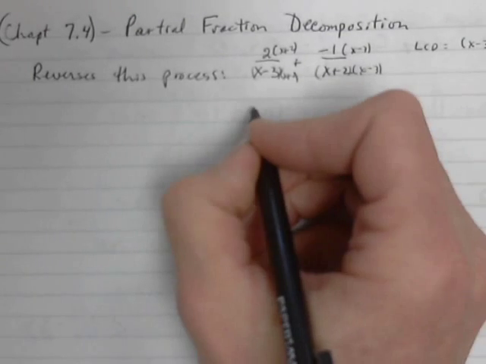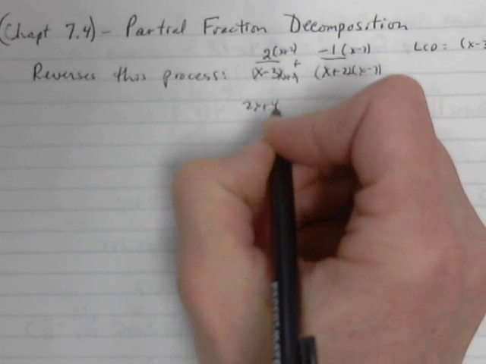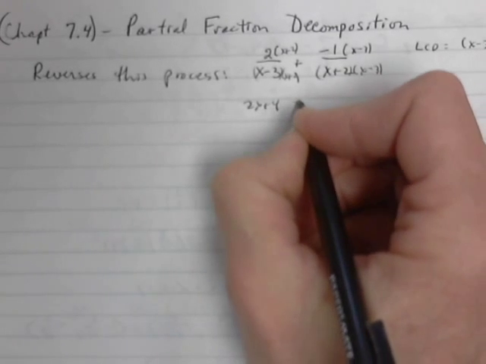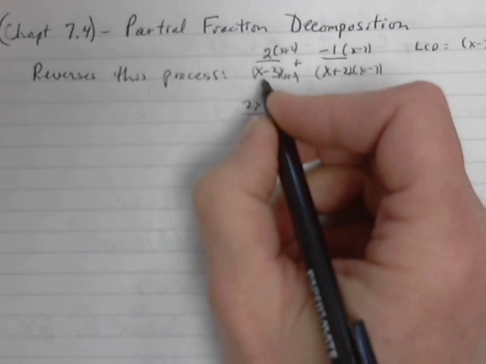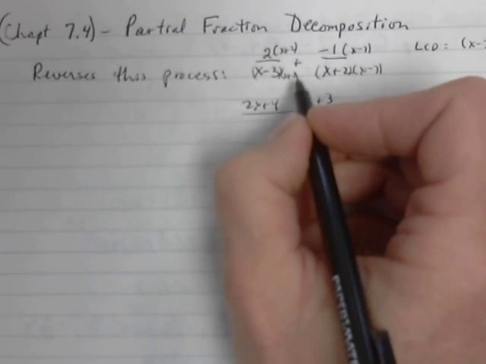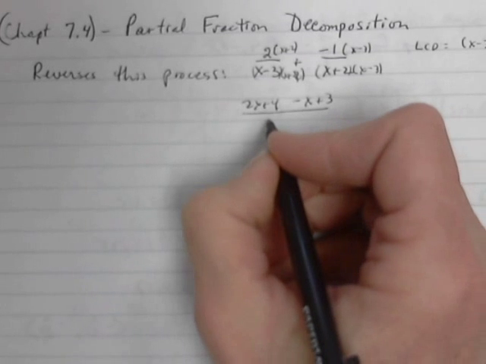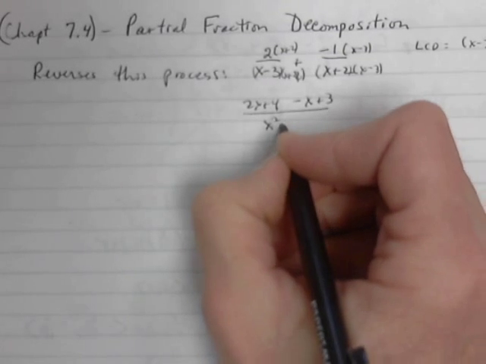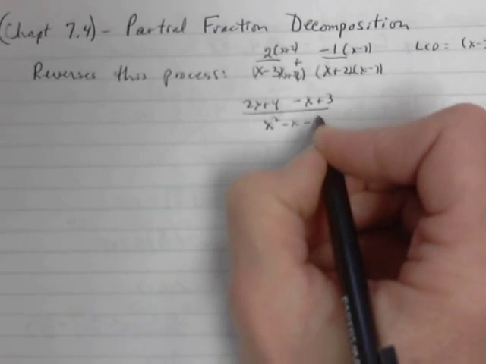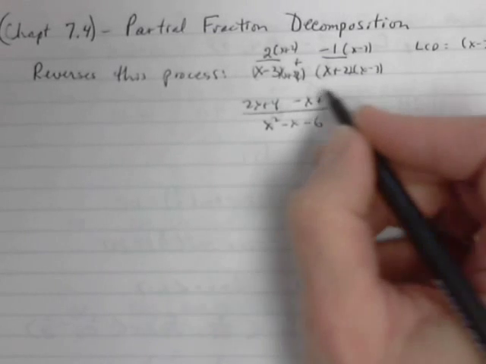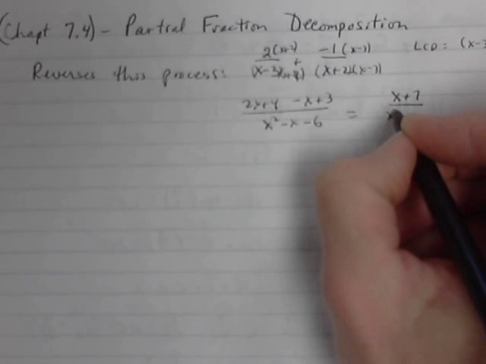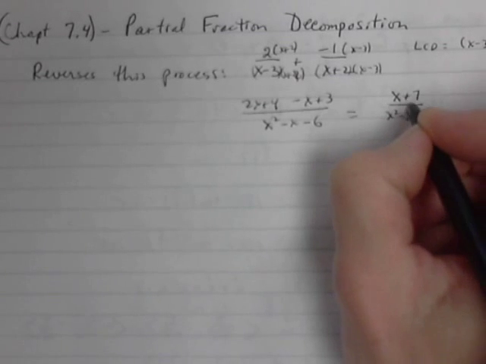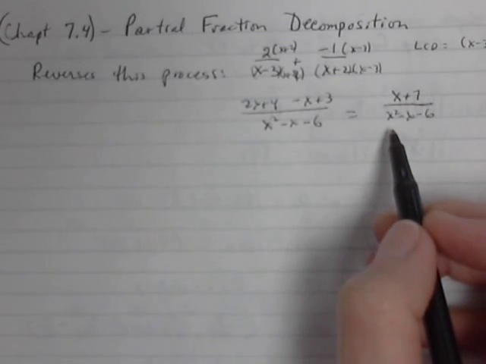So if you wanted to distribute, the 2 gives 2x plus 4, distribute the negative 1, negative x plus 3, and then the LCD is x minus 3 times x plus 2. And then if you FOILed that together, you'd get x squared minus x minus 6. And then if you combine like terms, you just get x plus 7 in the numerator and x squared minus x minus 6. So that's what you did in Algebra 2.